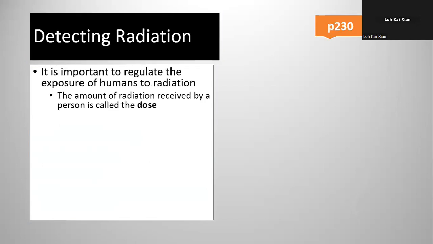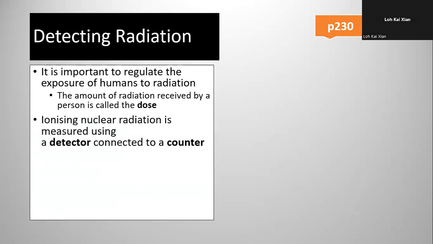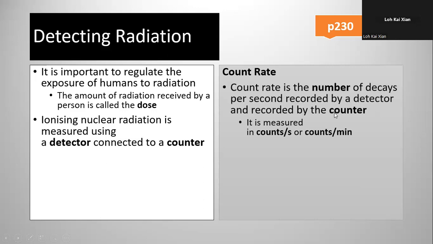Detecting radiation. It's important to regulate exposure of humans to radiation. The amount of radiation received by a person is called the dose. Ionizing nuclear radiation is measured using a detector connected to a counter. If you want to refer to your textbook, it's on page 230. Count rate. Count rate is the number of decays per second recorded by the detector and recorded by the counter.